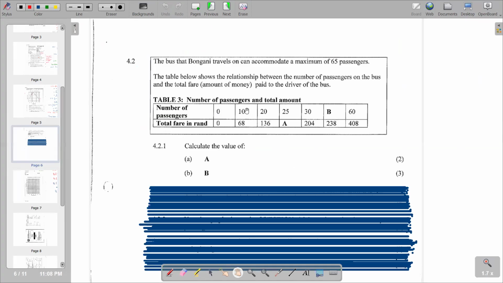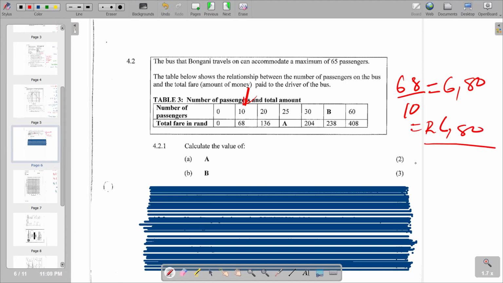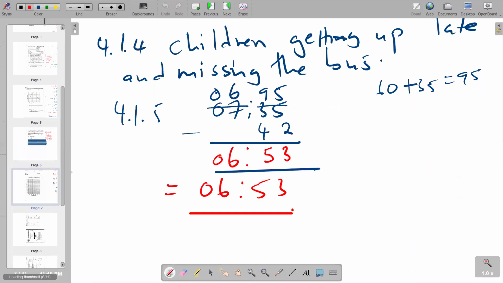So we need to know what the fare per passenger is. We can always know it by looking at the figures that we are given in any column there. In this column, we are saying a total of 136 for 20 passengers, which gives 6.80 rand per passenger. We confirm again by saying 25 times 680.